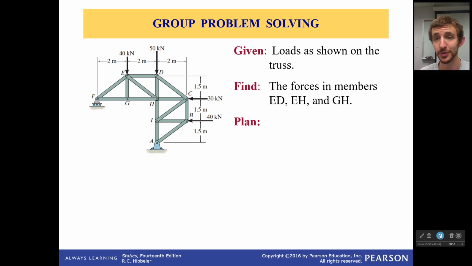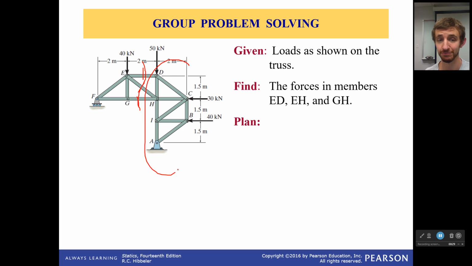And let's try to solve this. So what are we trying to do? Well, we're trying to find the force through ED, EH, and GH. Okay, so ED right here, EH, GH, which, oh, nice little cut. Other wonderful thing, it's pretty amazing.